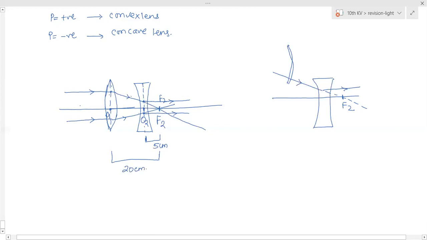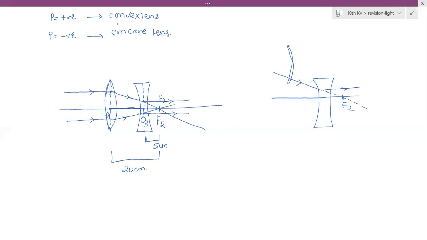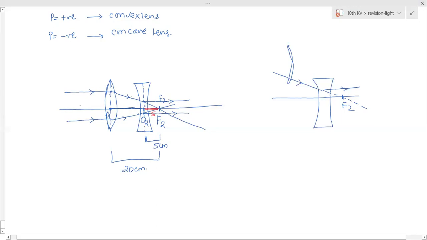Now, what is the distance between them? This one. 20 minus 5. This to this is 5. Full is 20. So then this to this is how much? 15 centimeters. So the distance between those two lenses should be 15 centimeters. Clear? Yes, ma'am. So this is a higher order thinking question, NTSE question. Okay. Is it clear? Any other doubts?